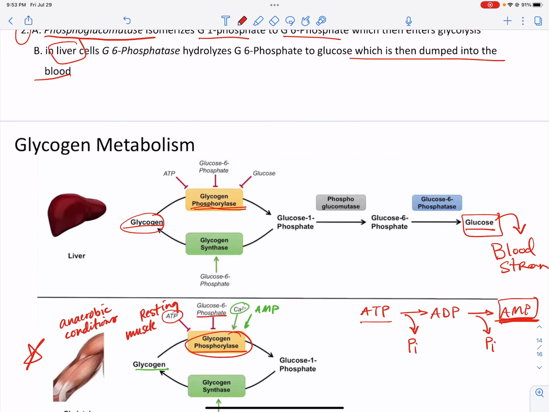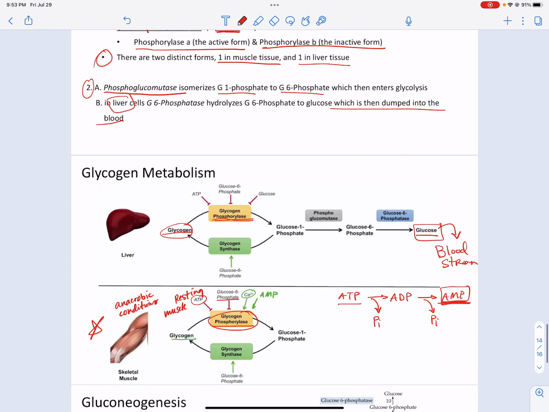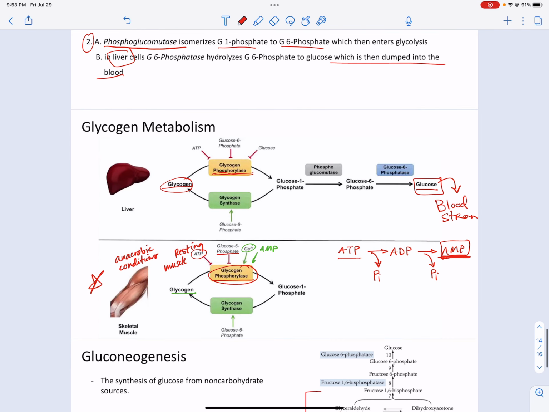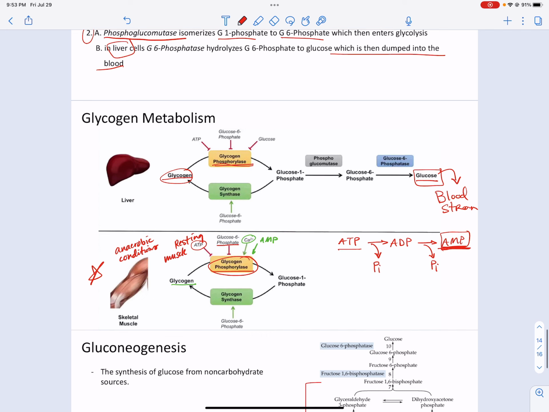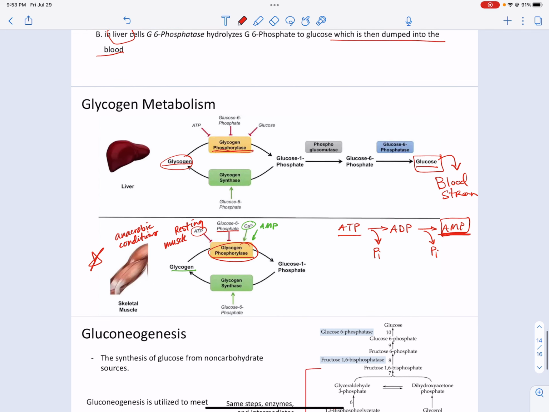Okay. If you have questions on any of this, make sure you write those down and send those to me on why this would be different in muscle versus liver.